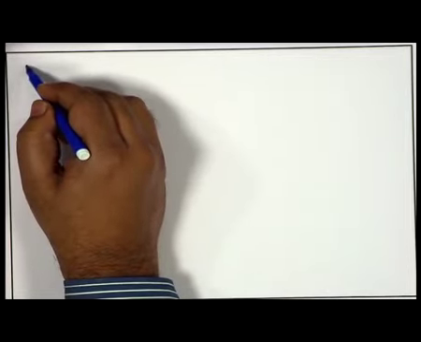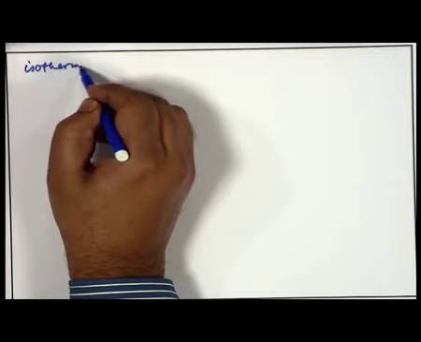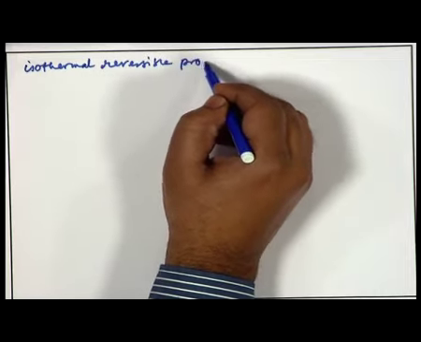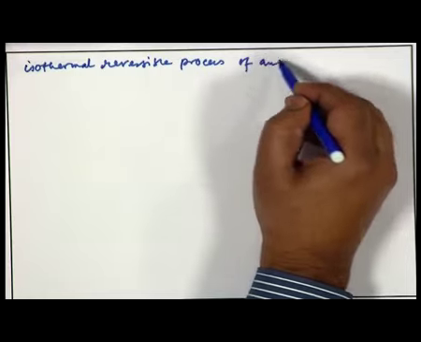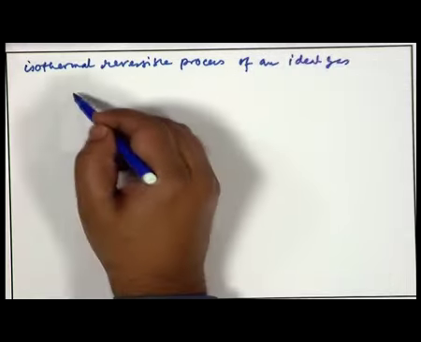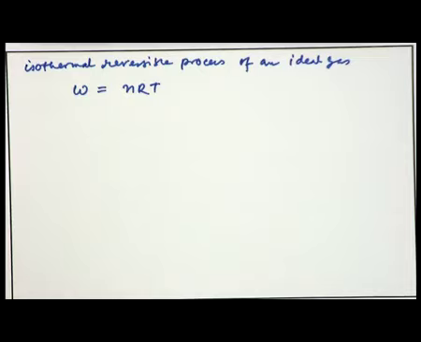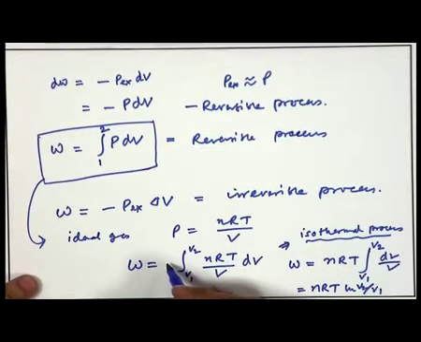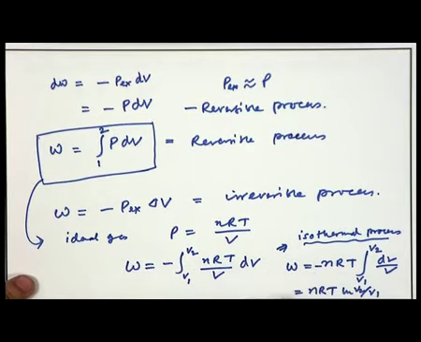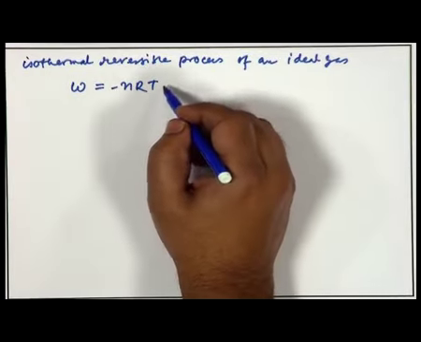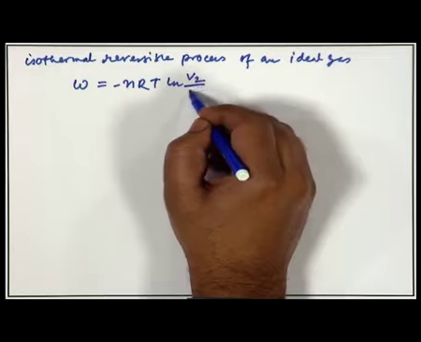So, for an isothermal reversible process of an ideal gas, W would be given by minus nRT ln V2 by V1. There is a minus sign here.